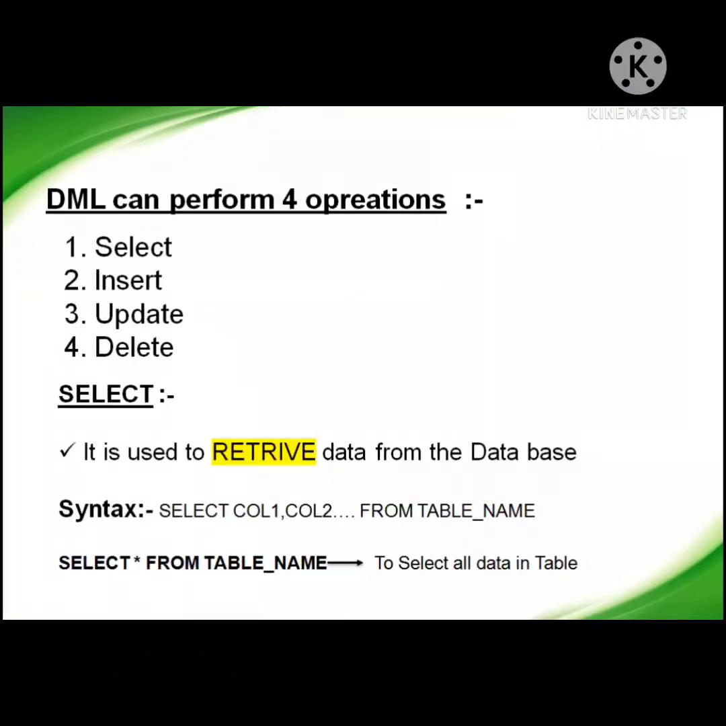Coming to syntax, the words select and from are common for each and every case. The change is, in the place of col1 and col2, we need to mention the names of the columns that need to be retrieved, and in the place of table_name, we should write the name of the table from which we need to retrieve the data. If we want to retrieve the entire table, then instead of writing col1 and col2, we can simply write the asterisk symbol. It will fetch the complete table.